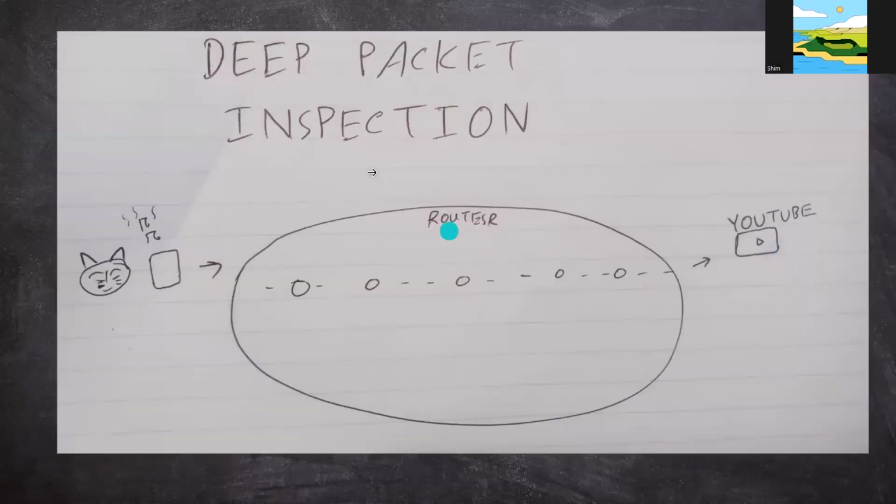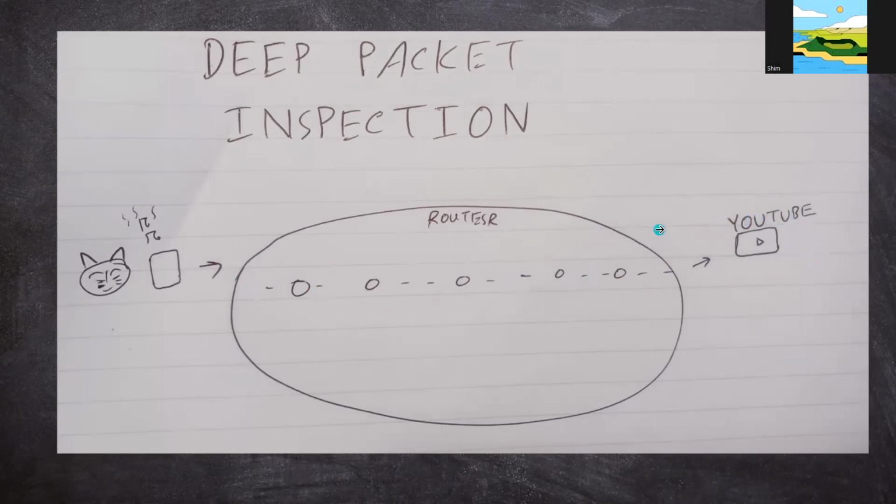So this is the drawing of deep packet inspection. Here we have a cat. The cat is trying to watch videos about cats on his phone, and he's trying to connect to YouTube. In the normal case, the routers only read the headers or the address. So it would just read the address and send it to YouTube, and the cat will watch YouTube videos without any problem.